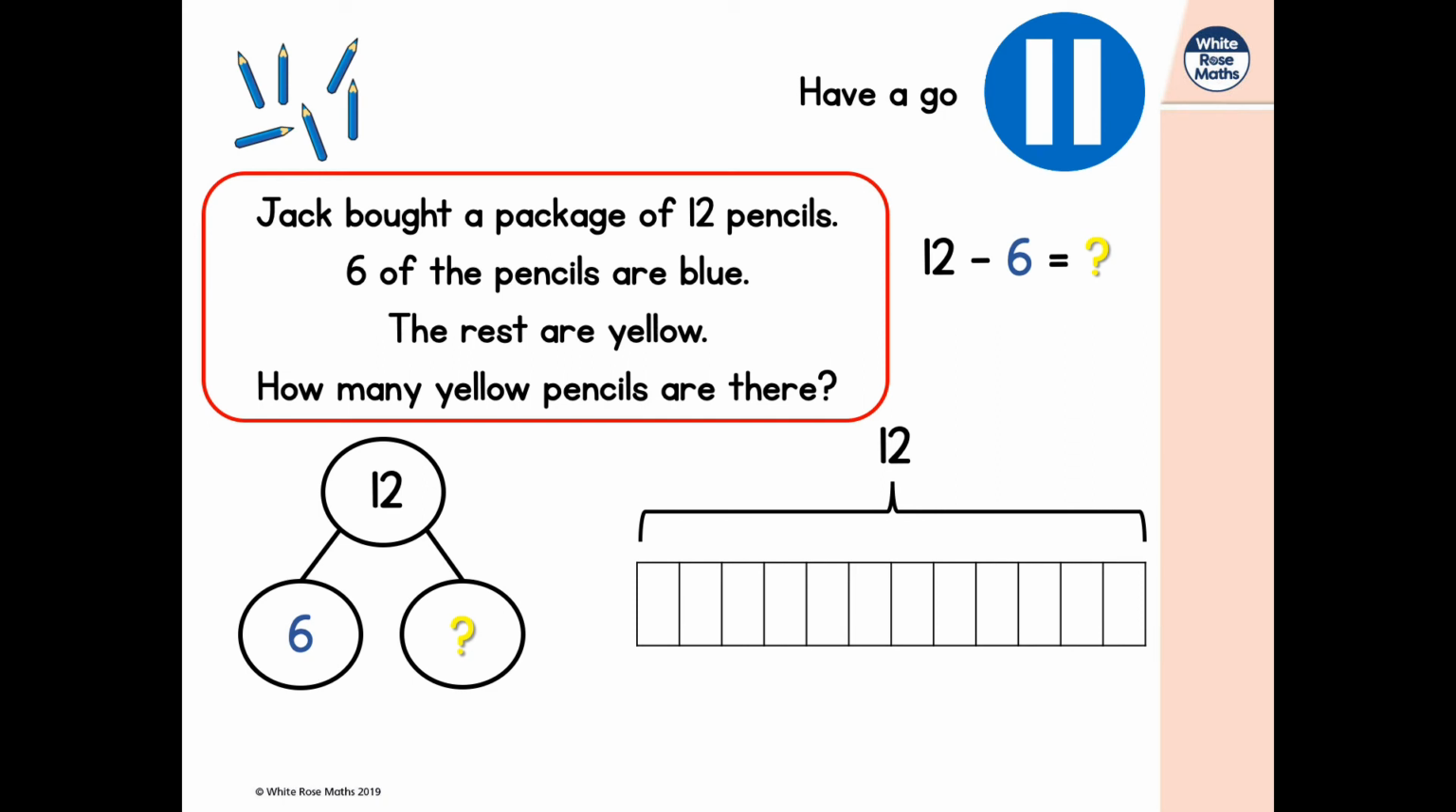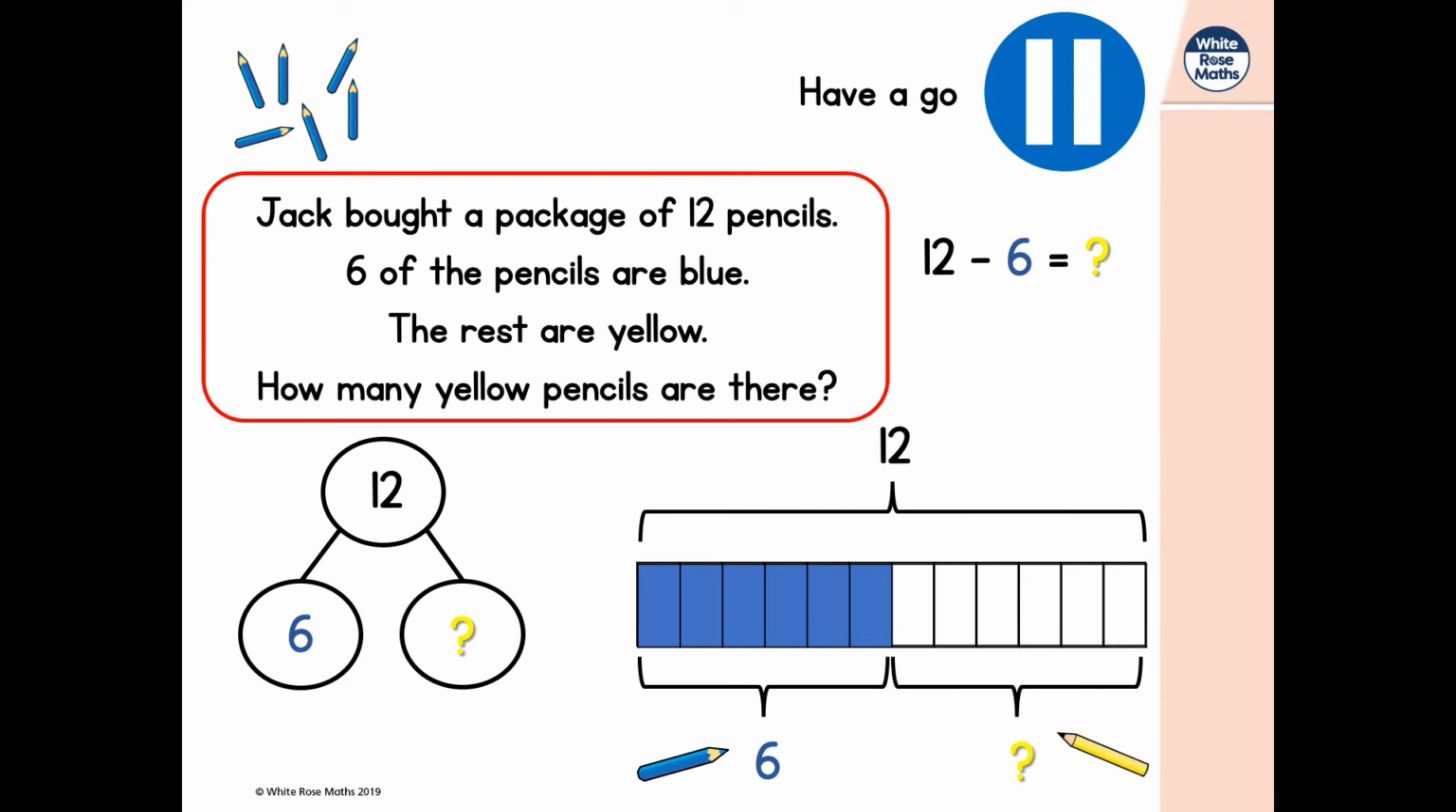Now let's take a look at a bar model. Here we have a bar with 12 equal boxes. Each one of those would represent a pencil. We know that 6 of the pencils are blue, so we can color those in blue. We also know that the rest are yellow, so we can show that here. We can even color them in yellow to make it even better.